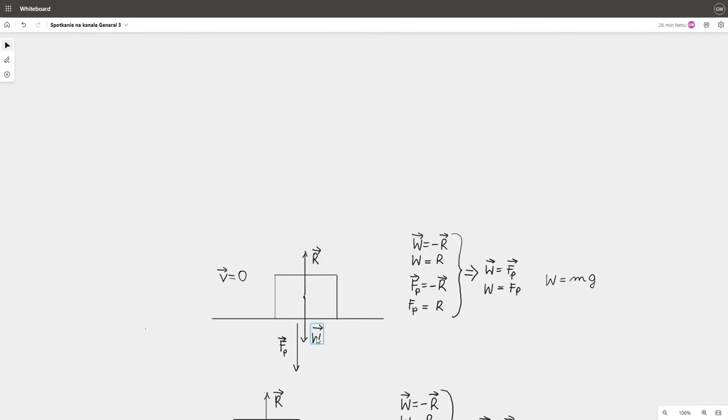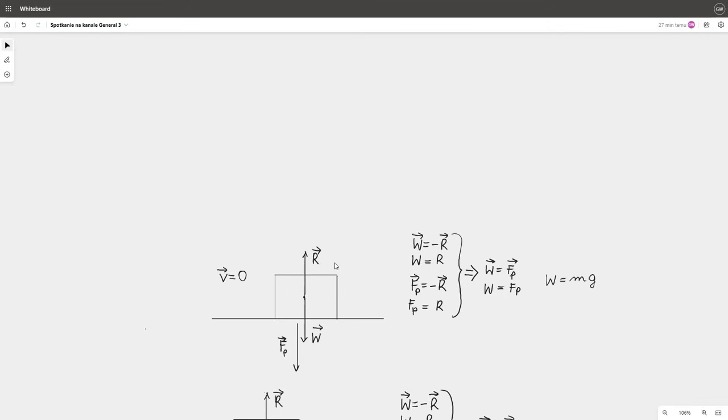Reaction force and weight. These forces balance each other. These vectors are opposite to each other, but their magnitudes are the same. Normal force and pressure force are opposite to each other and have the same magnitudes according to Newton's third law of motion. Pressure force and the reaction force act on different bodies, so they do not balance each other.